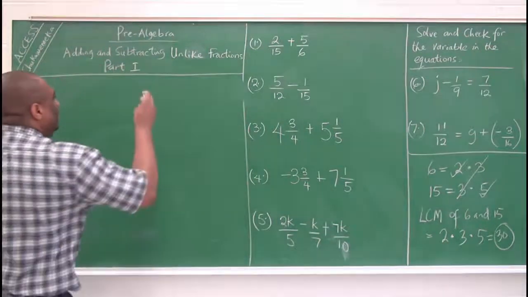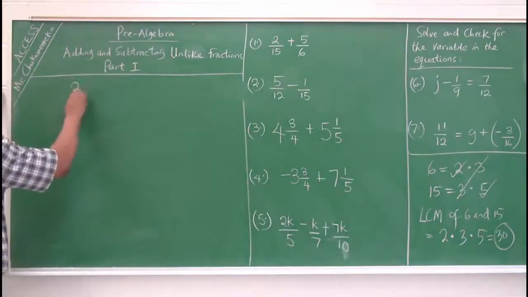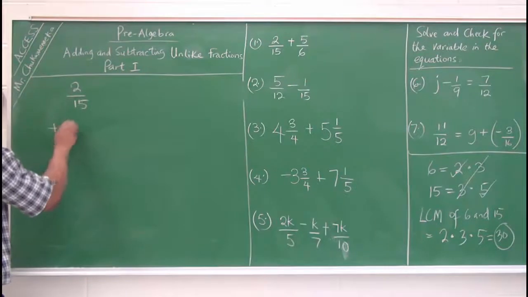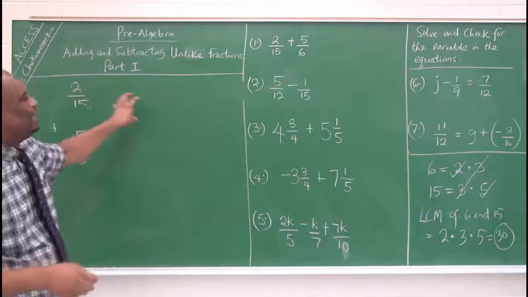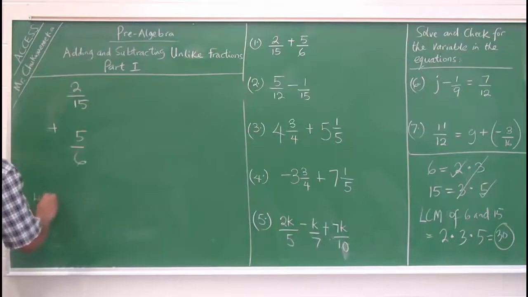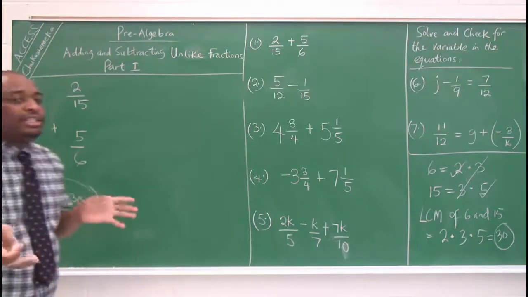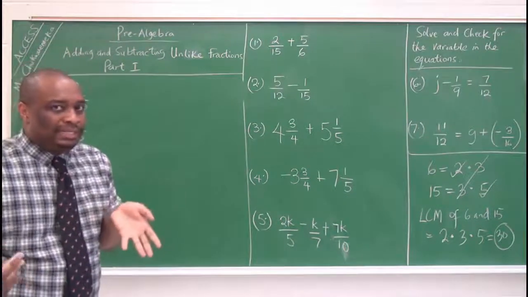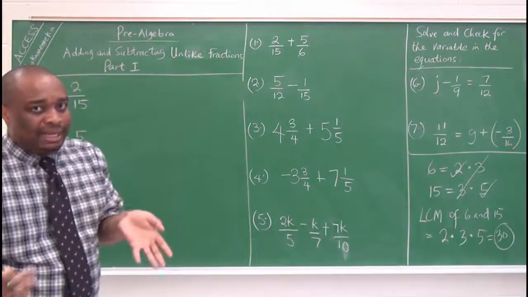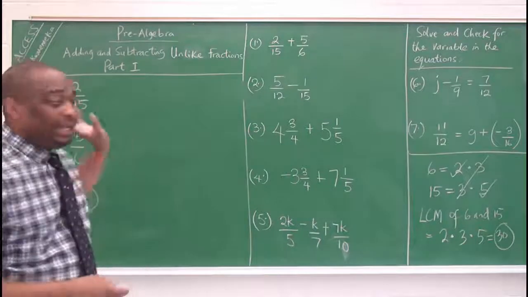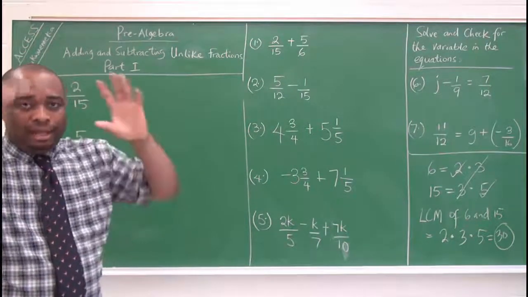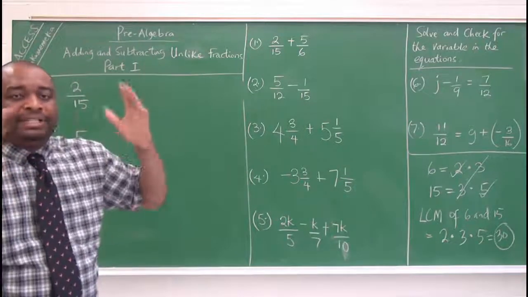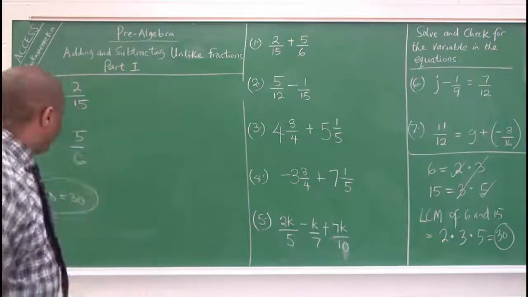Okay? So let's do number 1. 2 out of 15 plus 5 out of 6. So the least common denominator we have here is 30. LCD is 30. That does not mean that if we use 60, we won't get the answer. No. We shall still get the answer. In fact, let us do it with 30, and then the next thing, let's do it with 60. You will see the difference, and you will see why we want to use 30.